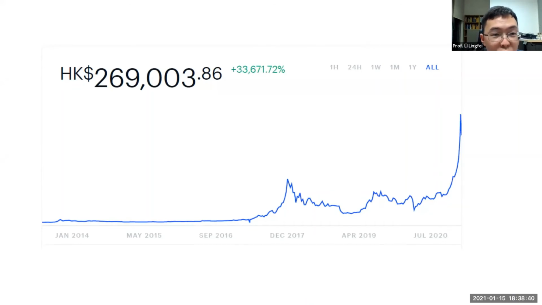It's 269,000 Hong Kong dollars nowadays for 1 unit of Bitcoin. That's really a lot of money. So if you held just 1 Bitcoin from the early days until today, you would make a lot of money. So this is basically the rate of return.